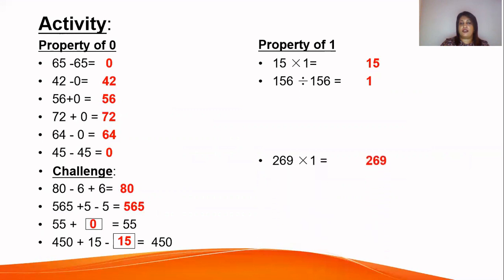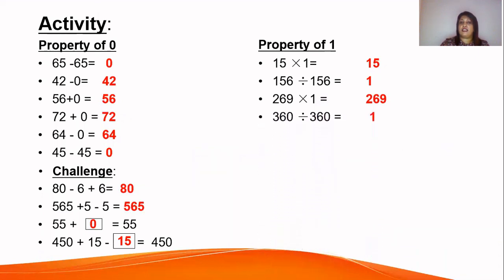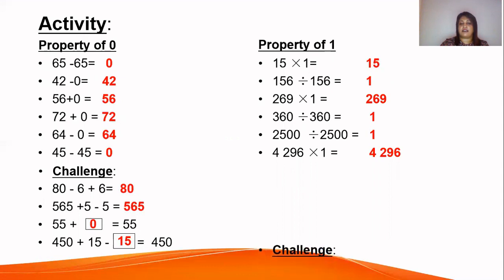269 times 1. Again, any number times 1 remains the same. So it's 269. 360 divided by 360 is equal to 1. Any number divided by itself will give you the answer of 1. 2,500 divided by 2,500. Again, a number is divided by itself. My answer is 1. Here, the number is times by 1. Remember, the answer will be the same as the number. 4,296 times 1 gives me 4,296.